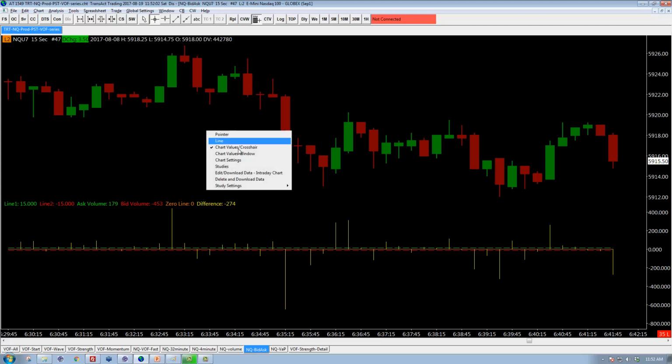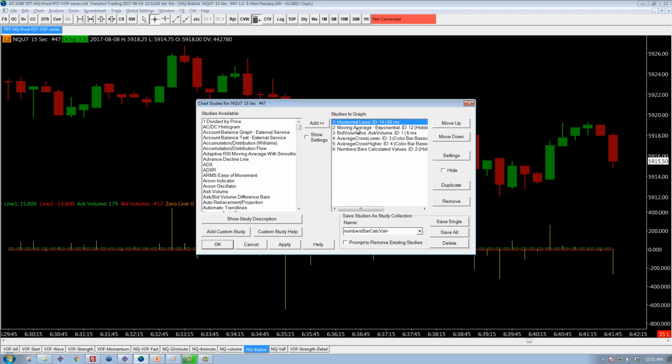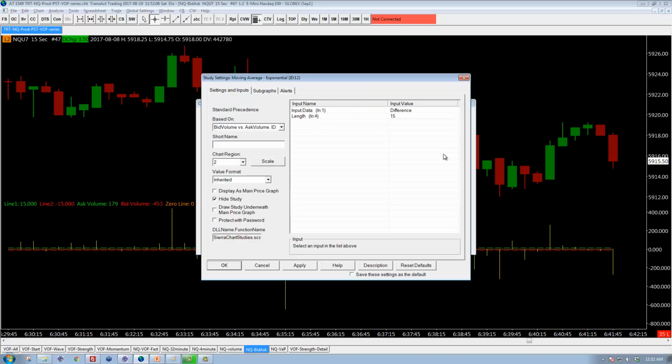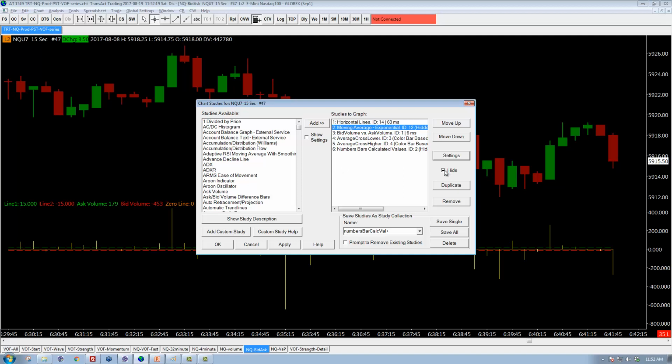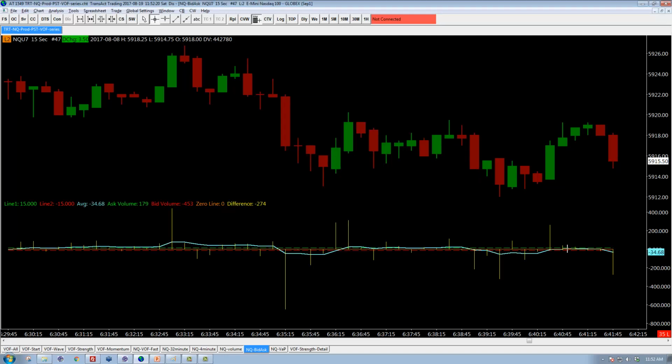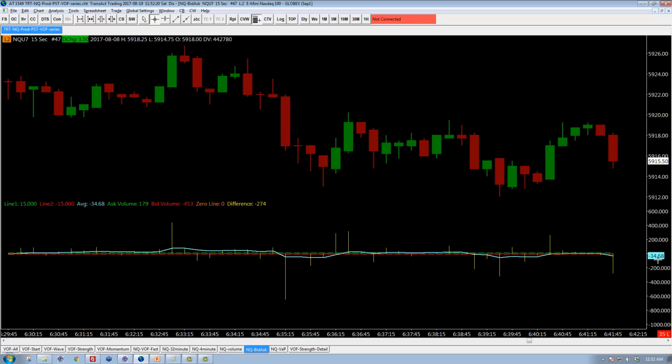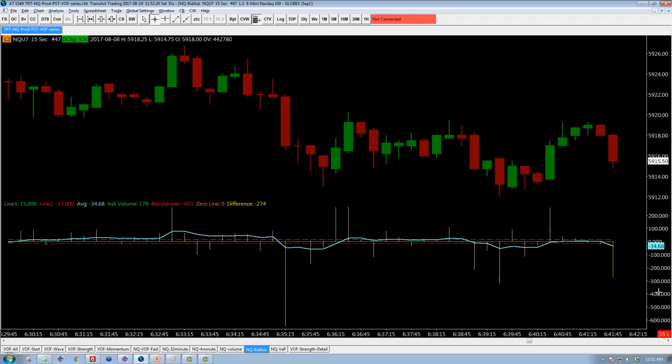To do that, we've got just an exponential moving average. If you're curious about the settings, it's based upon the bid volume versus ask volume difference. We're looking back 15 bars, so it'll be 3 minutes and 45 seconds, so just under 4 minutes. Let's unhide that, and that's going to give us this cyan blue moving average here. I need to make this a little bit bigger so that we can see it better.